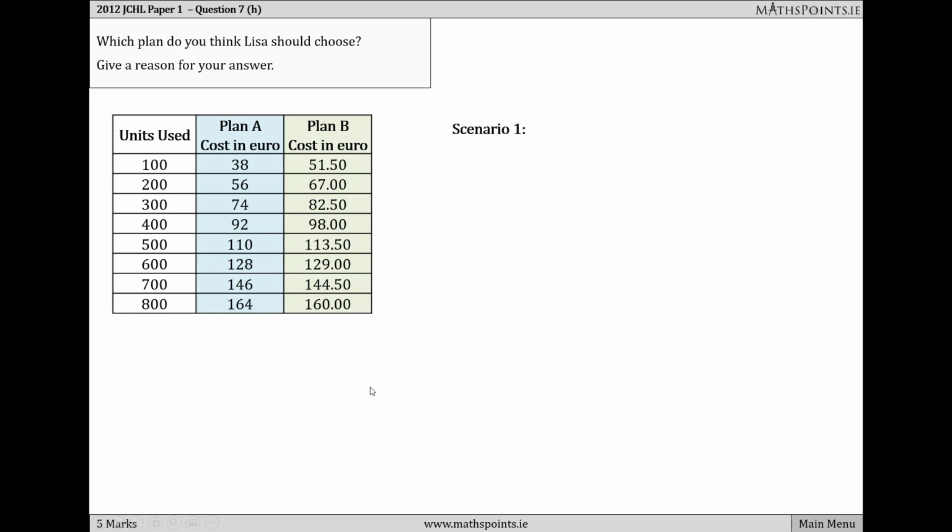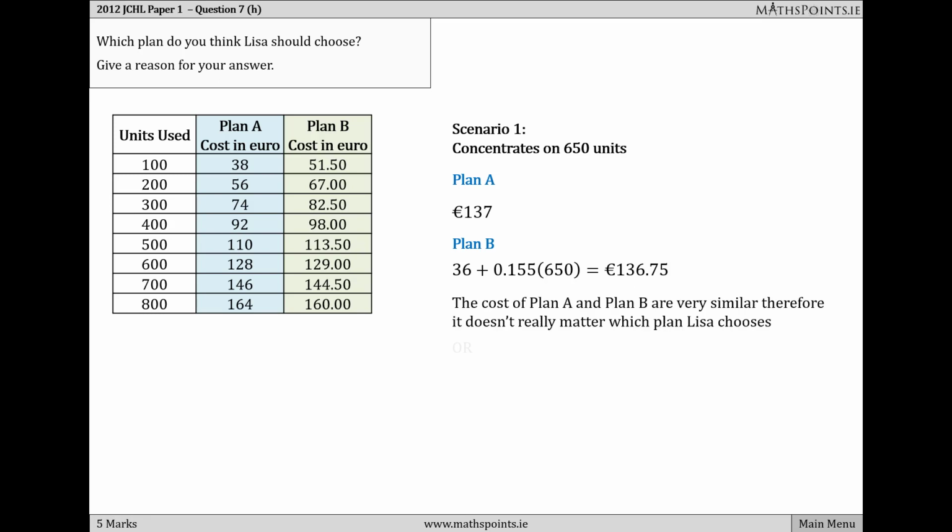Firstly, if we assume, as in part F, that Lisa uses 650 units of electricity, we already calculated that in Plan A this would cost her 137 euros. If we calculate the cost in Plan B by multiplying 650 by the cost per extra unit, which is 0.155, and then adding the standing charge, which is 36, we can see that the cost for 650 units on Plan B is 136.75. So in this scenario, Plan B offers a saving of 25 cents.